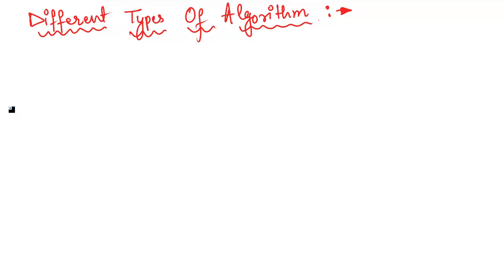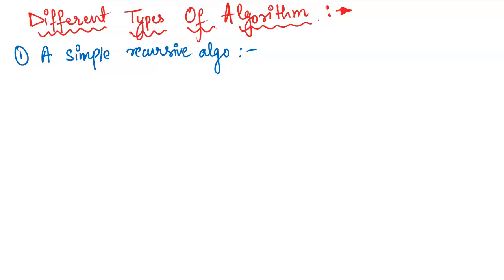So hello everyone. In this video lecture we are learning about the different types of algorithm. The first one is a simple recursive algorithm. Basically there are a total of 8 types of algorithm. So the first one is the simple recursive algorithm.